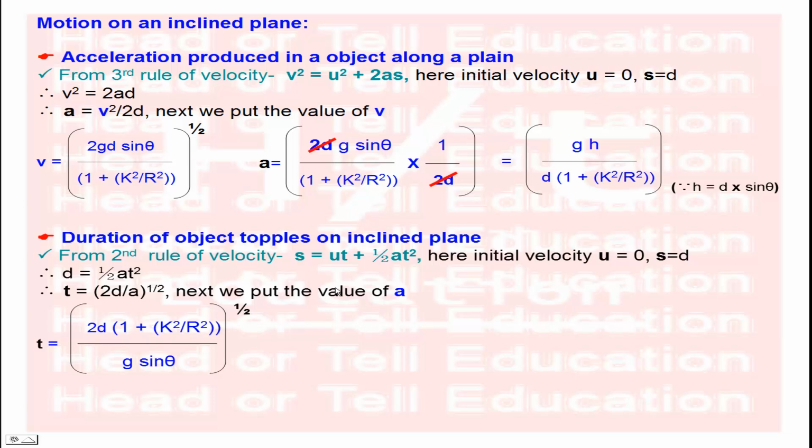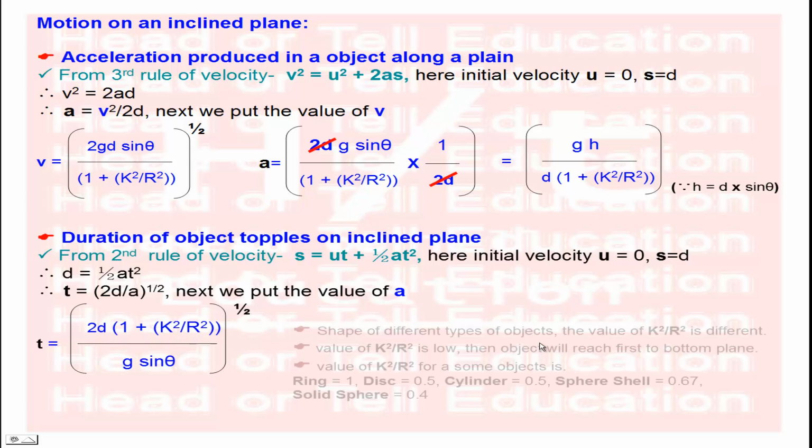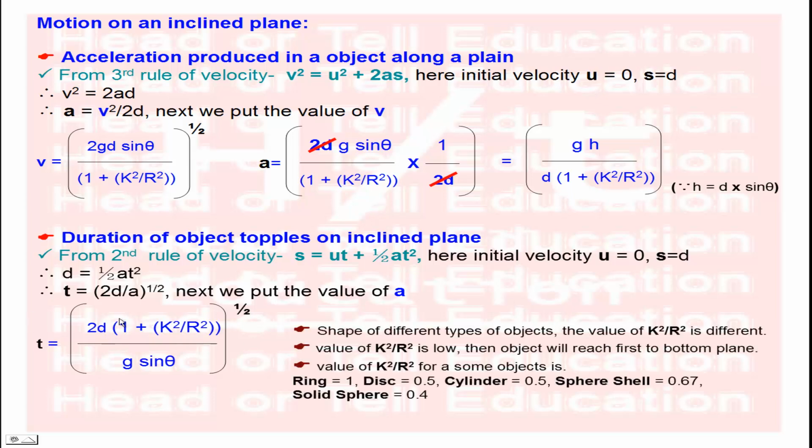Now a we already calculated, so we can replace this value directly here like this. So t equals the square root of 2d, and a equals this value. So t equals the square root of 2d multiplied by (1 plus k square by r square) divided by g sine theta. So this is the duration of the motion.